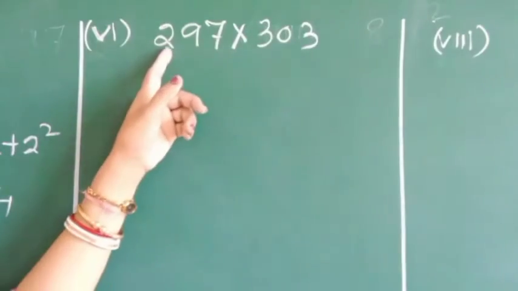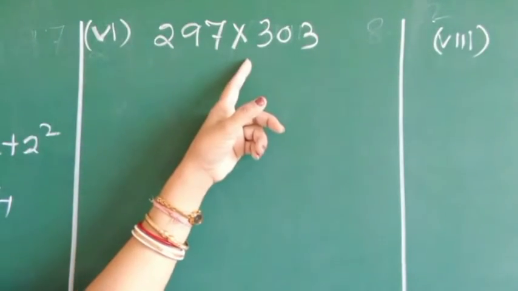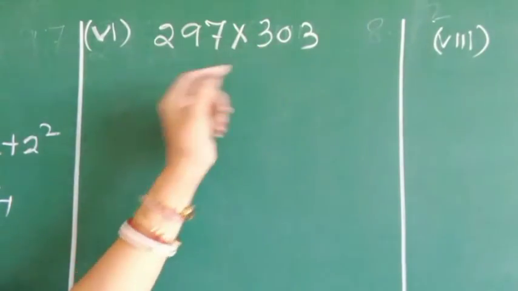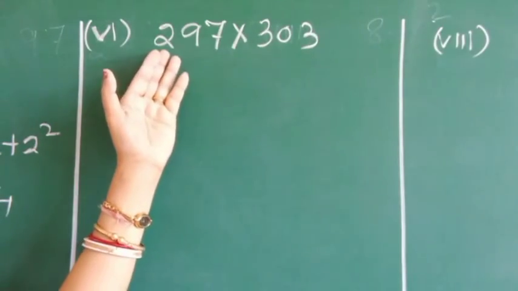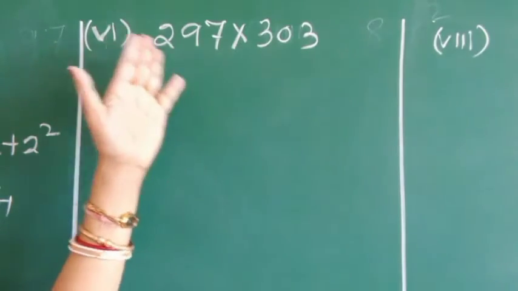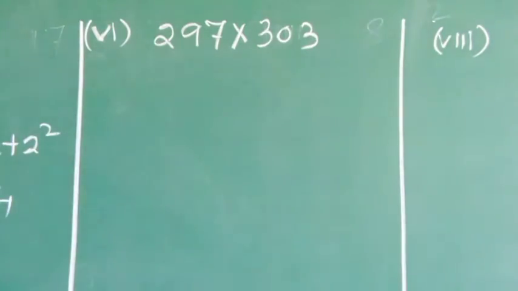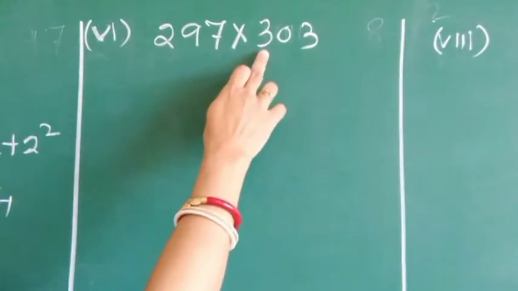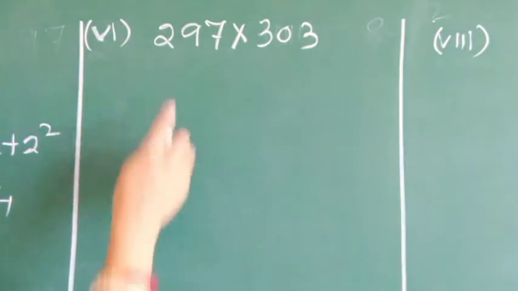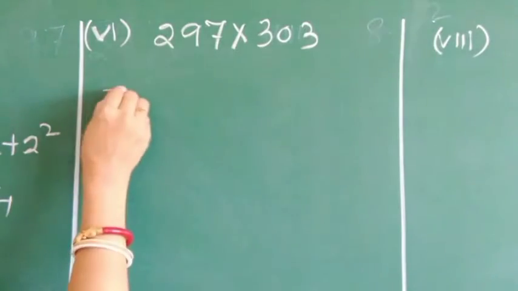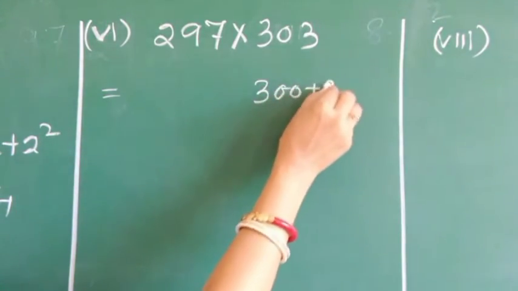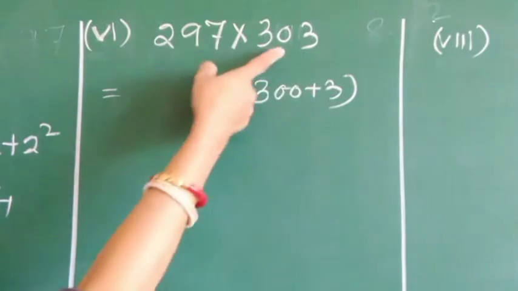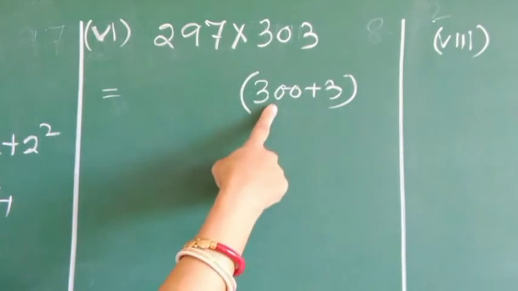Now 297 into 303. You have to use an identity here; instead of multiplying these two, using identity you have to find the result. So when you get this kind of numbers, students, you need to concentrate on the larger number. The larger one is 303. So can I write 303 as 300 plus 3? Check, can I write 303 in this way, 300 plus 3?